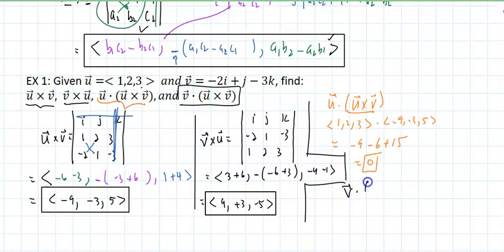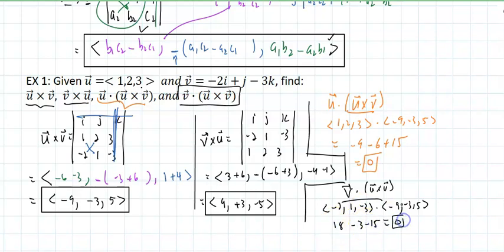It also asks for v dotted with u cross v. Well, what's v? v is negative 2, 1, negative 3, dotted with the cross, which we got to be negative 9, negative 3, and 5. What would that be? That would be 18 minus 3 minus 15. That's a 0. What does it mean when you dot two vectors and you get a 0?